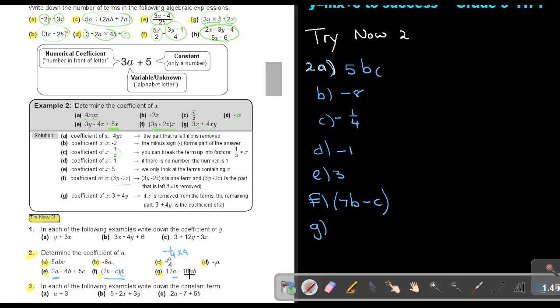And then the next one, number G. Remember there's an A and there's an A. So if I remove A, what will be left? 12 minus 10B. And that will be the coefficient. Let's just make space again, and then we do number 3.